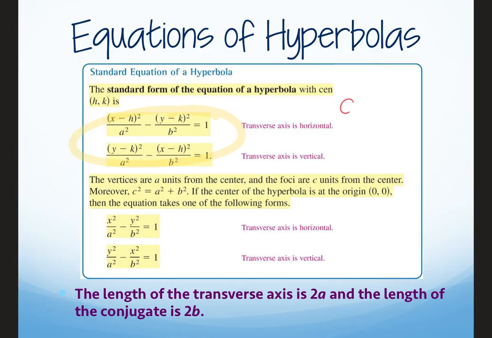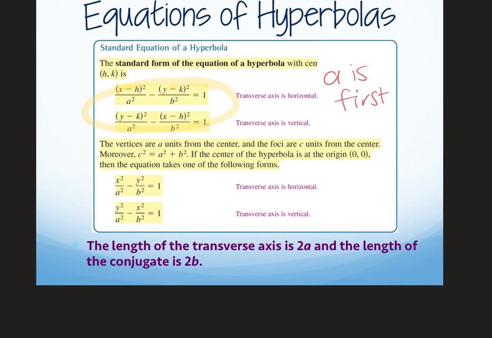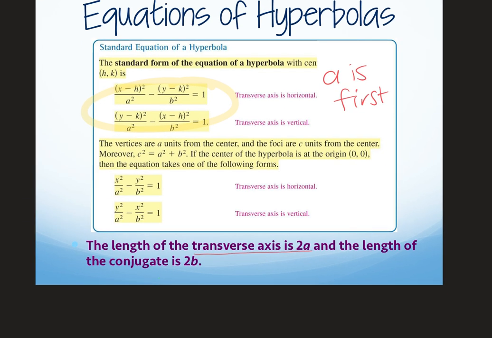This time your A is first, not always bigger. So it could be bigger or smaller. What's important is that it comes first. If the X is over the A, so the X is first, then it's horizontal. If the Y comes over the A, so the Y is first, then it's vertical. On the bottom, you get the transverse axis is 2A, the conjugate axis is 2B. And in the middle here, C squared equals A squared plus B squared. So the most important things on that slide are, again, the top box.